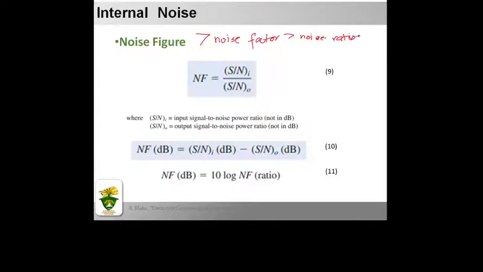So we have the following formula for noise figure: the signal to noise at the input side, not in dB, just a ratio, over the signal to noise at the output, also a ratio, not in dB. For calculating the noise figure in dB, when the values are given in dB, just subtract the output signal to noise from the input signal to noise in dB. If given as a ratio, just take 10 log of the noise figure.